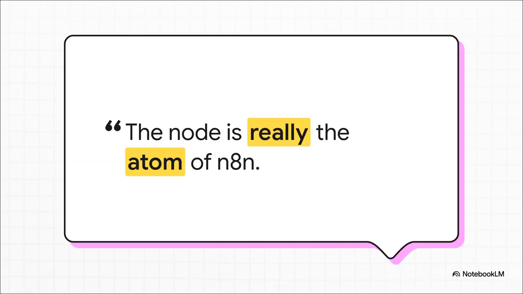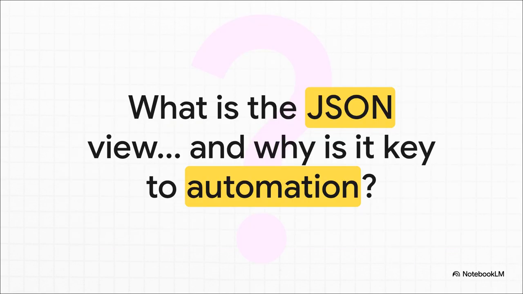And this brings us right back to where we started. The node truly is the atom of n8n. It's a simple, powerful little block that, when you connect it with others, allows you to build these incredibly sophisticated automations.